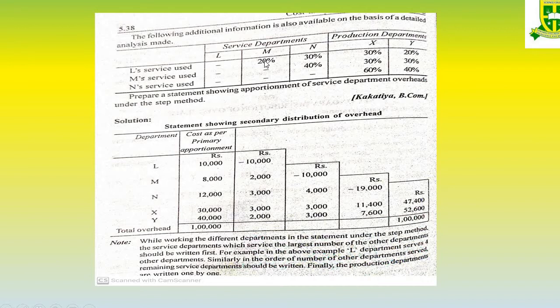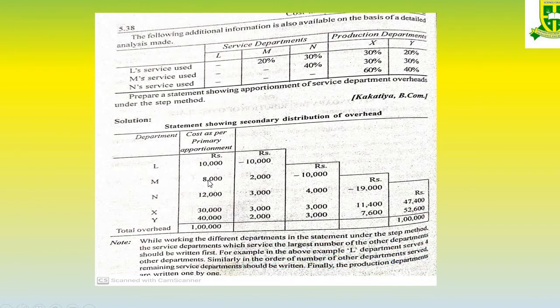In what ratio? 4:6:6:4. Adding 4 plus 6 plus 6 plus 4 gives 20. So 10,000 into 4 by 20 is 2,000. Then 10,000 into 6 by 20 is 3,000. Then 10,000 into 6 by 20 is 3,000. And for the last one, 10,000 into 4 by 20 is 2,000. Now I have made L zero.